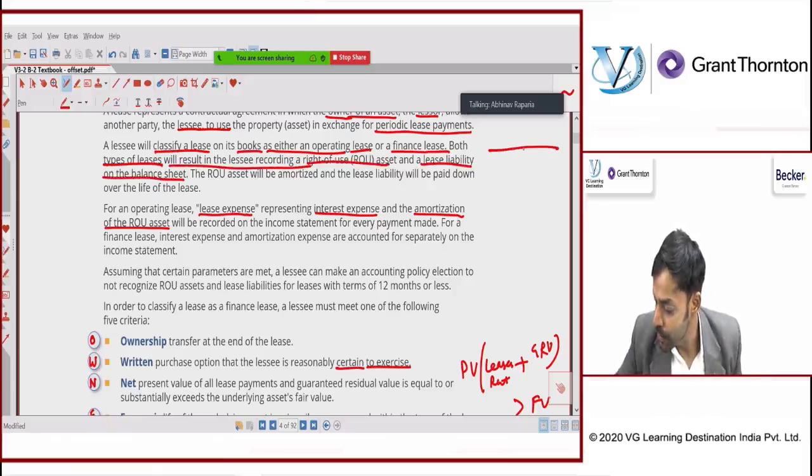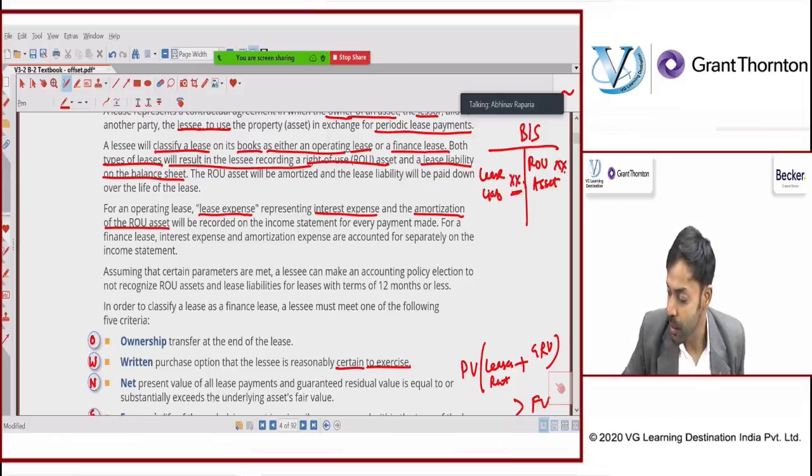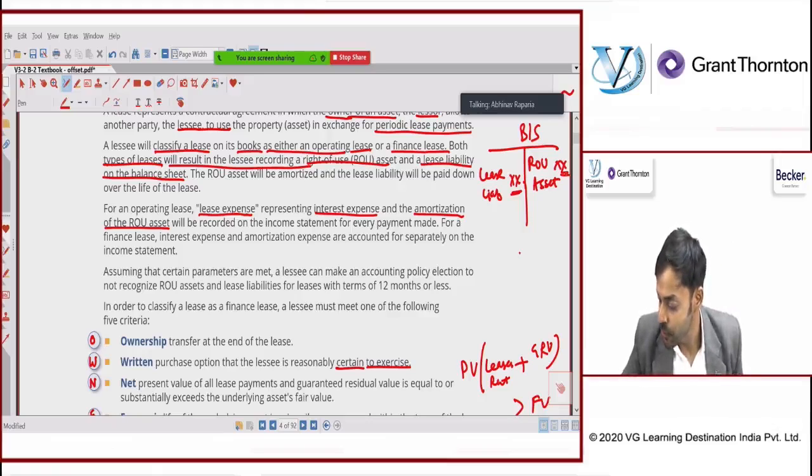So when you're making your balance sheet, you will show it as an asset here, and here you will show it as a liability. Both would be the equal amount, right? This is the same treatment whether it is an operating lease or a financial lease. The difference comes in the case of the P&L.